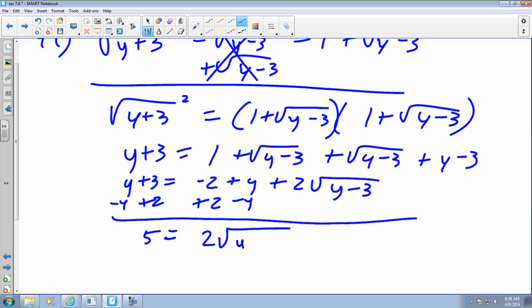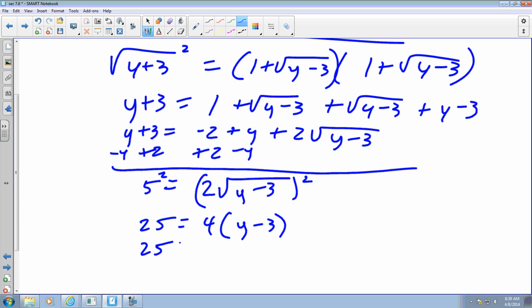And 2 square roots of y minus 3. Again, there's two ways we can deal with this coefficient. You can square it, leaving it over there, or we can move it over there before we square it. I'm going to leave it over here again. Squared, squared, I get 25 equals 2 squared, which is 4. Square root squared, opposite operations, comes out in a parenthesis.